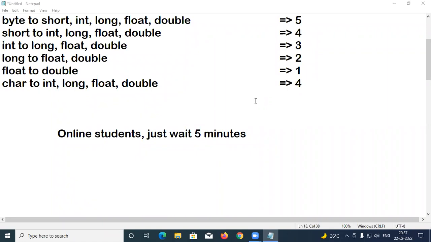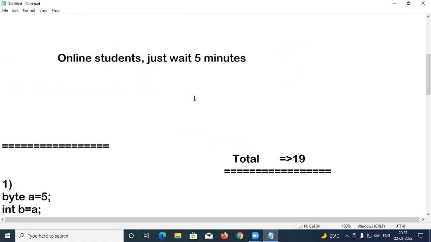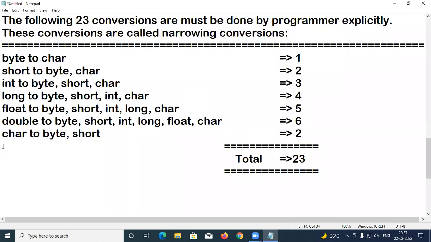Capital A means 65, 90 is capital Z, small a means 97, and 0 means 48. Character to integer, long, float, double comes under the 19 conversions. And character to byte and short comes under the 23 conversions.